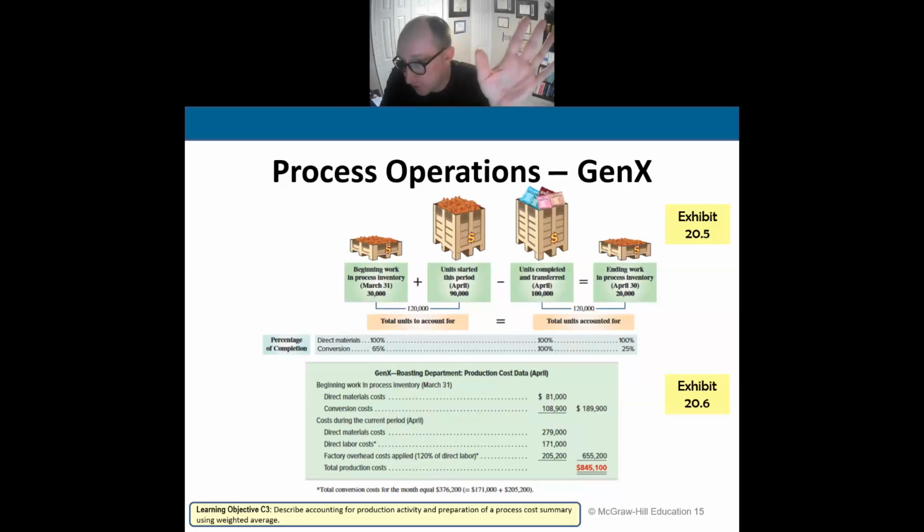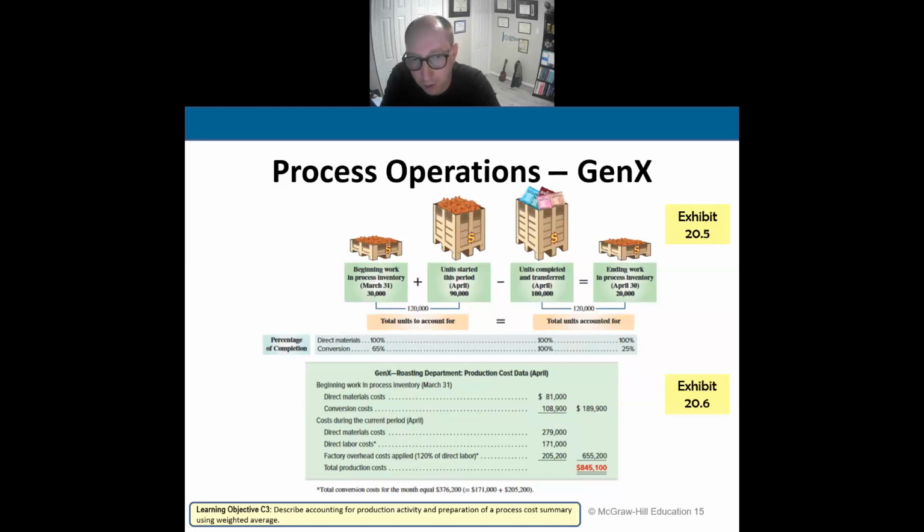So we do that formula first to find ending work in process inventory. The next thing I do is I find my percentage of completion. At the beginning work in process inventory, I have 100% of my direct materials completed. Completed and transferred out, 100% of direct materials. My ending work in process inventory, 100% of my direct materials.